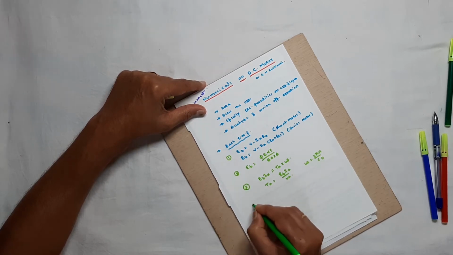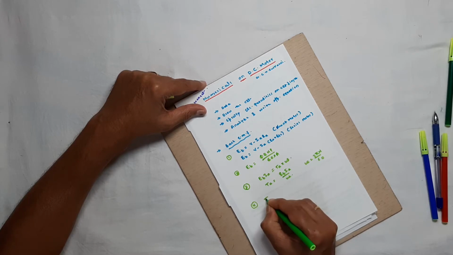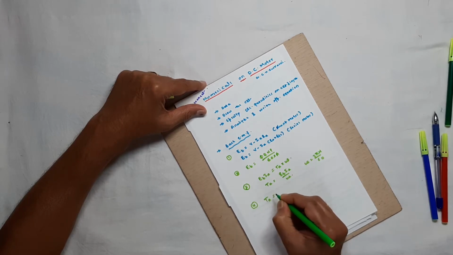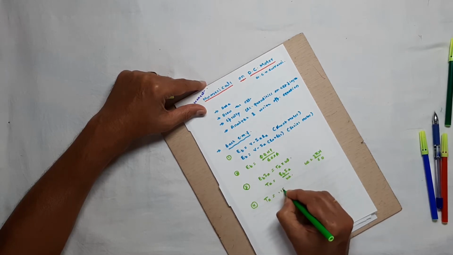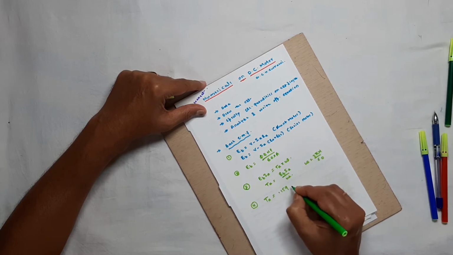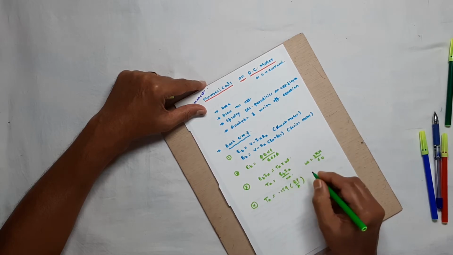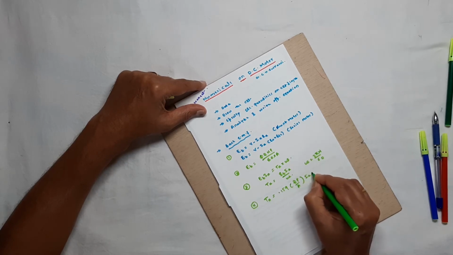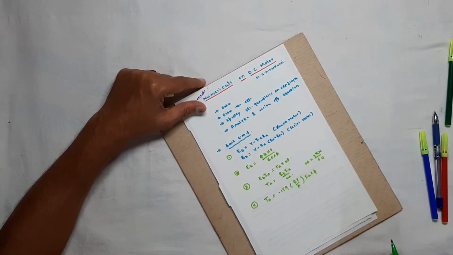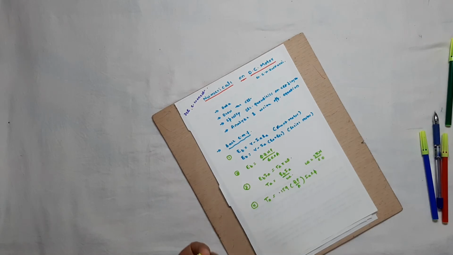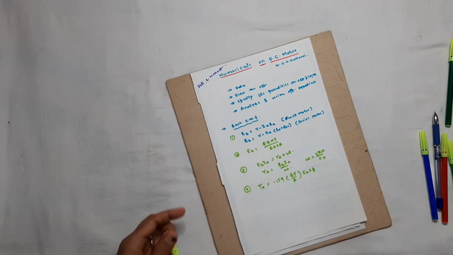Then another important formula you are using, the torque equation. Ta is given by, that you have already derived, 0.159 Z P by A into Ia into phi. These are the formulas you are using for solving the numericals. Keeping these points in mind, we'll solve the numericals on the DC motor.